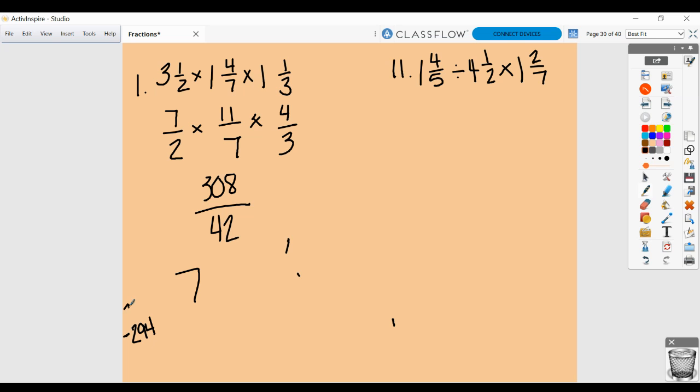And you want to subtract that from 308. And you get 14. So it would be 14 over 42. Now that can simplify because those are both even numbers. So if you divide by 2, you get 7 and 7, 21.